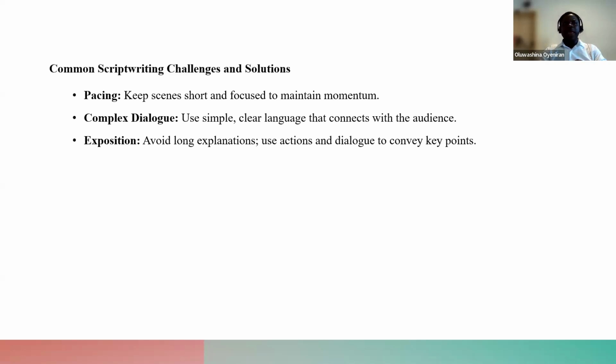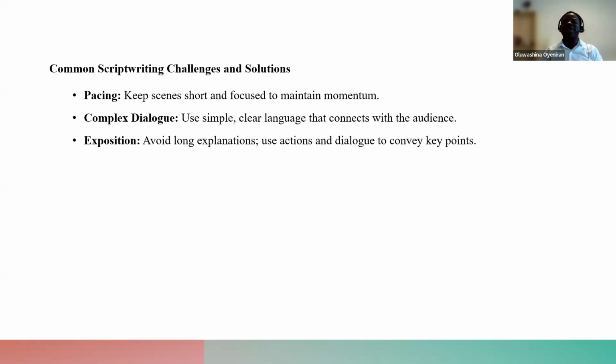Now, if scenes drag too much or lose momentum, it is going to disrupt the entire flow of the story. So in order to avoid this, keep it so simple and short. Like between each scene, there shouldn't be too much gap. With that, the audience will not lose interest.